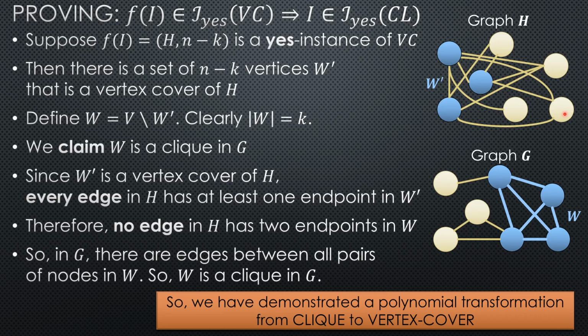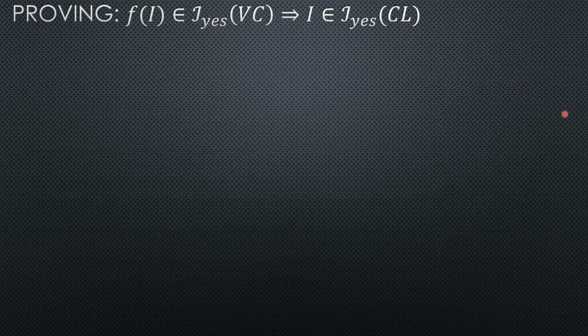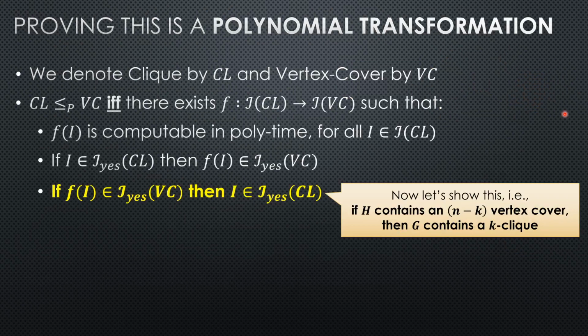So what does this mean? If we pop back up to these three statements here, if we wanted to solve clique and we had a solution to vertex cover, we could take the input to clique, transform it into an input to vertex cover. We could do that in polytime.